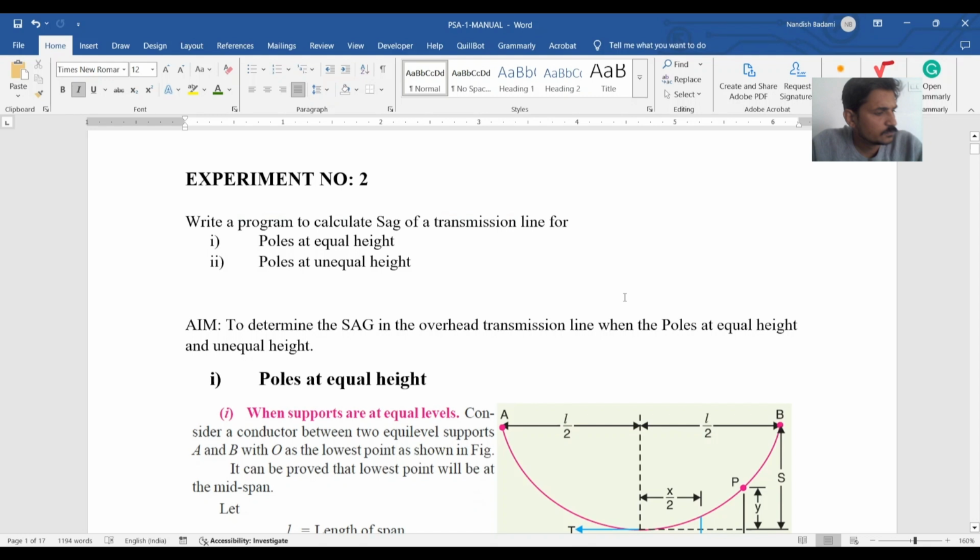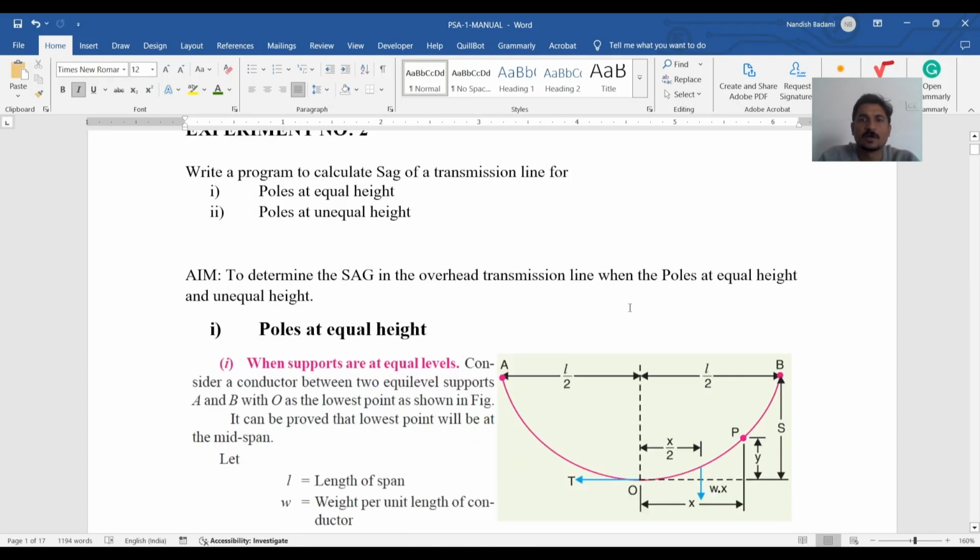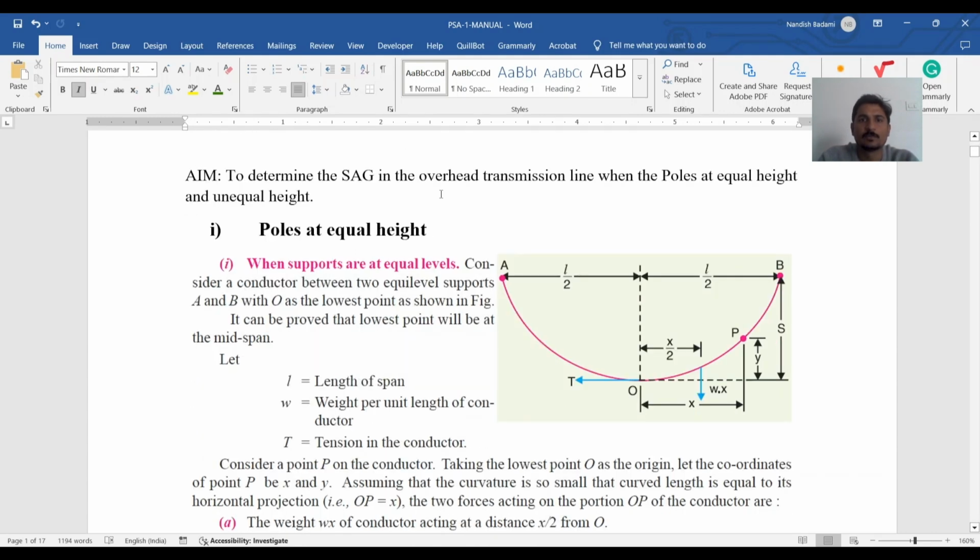Hello everyone, in this video we are going to discuss the MATLAB program to calculate the sag of a transmission line when the poles are at equal heights and when the poles are at unequal heights. Especially in this program, we are going to discuss the MATLAB program when the poles are at equal heights.